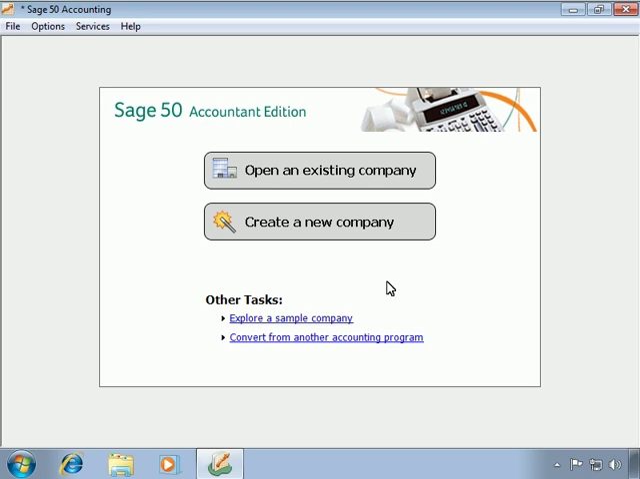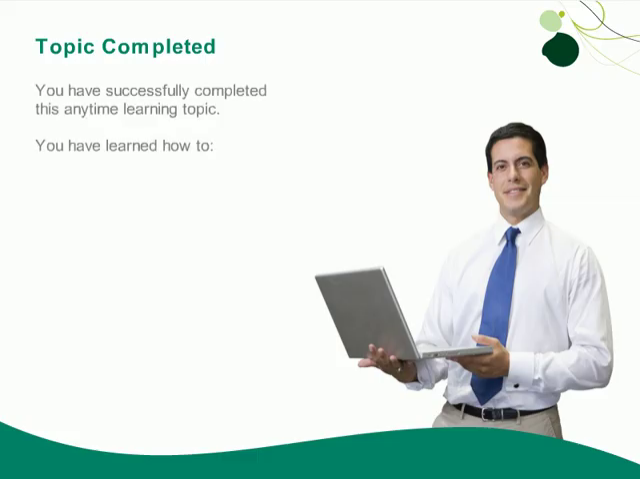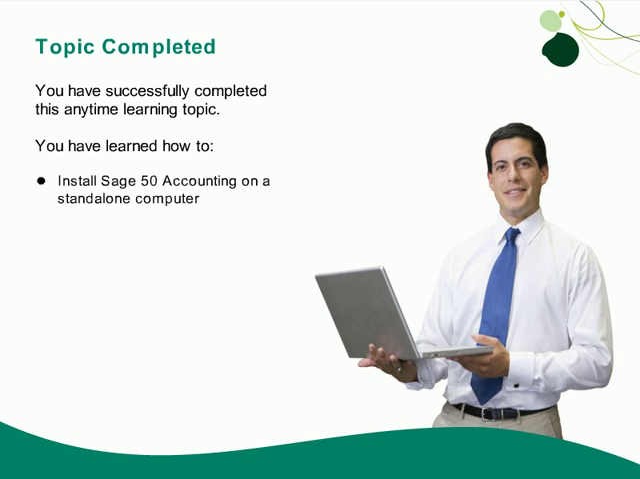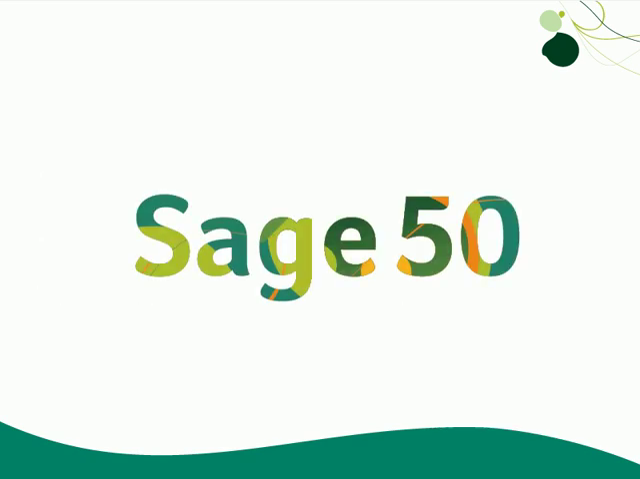So as you have seen, installing Sage 50 is a very simple process. If you prepare your system properly and make sure that you activate your product and download updates after Sage 50 is installed, you can have Sage 50 up and running in no time. You have successfully completed this Anytime Learning topic. You have learned how to install Sage 50 Accounting on a standalone computer and activate and register Sage 50 and check for updates.